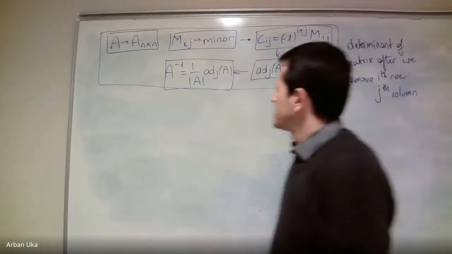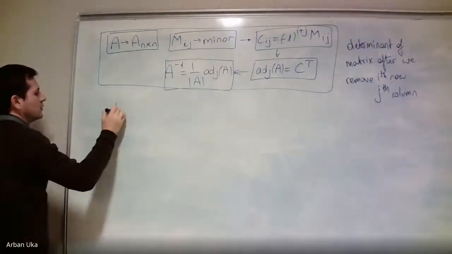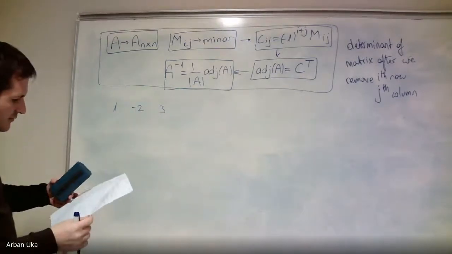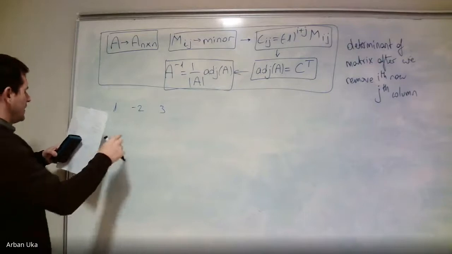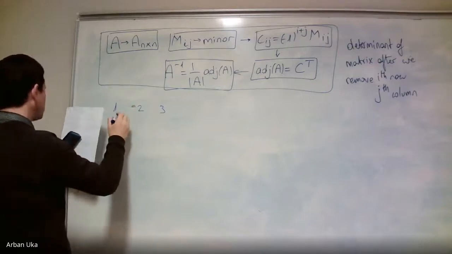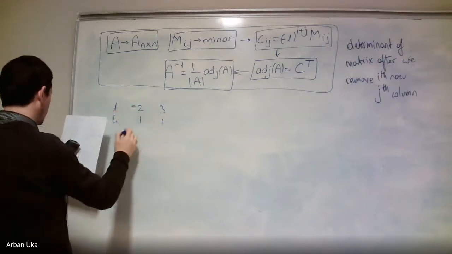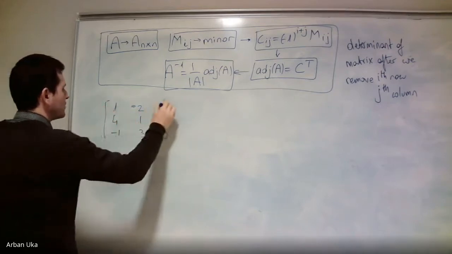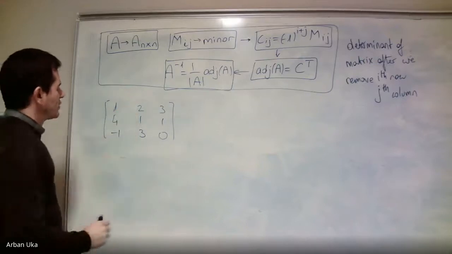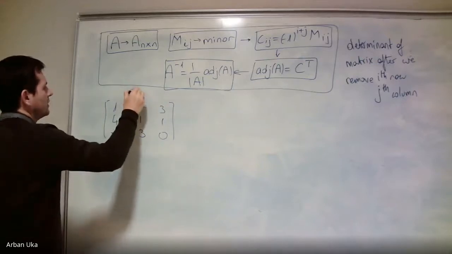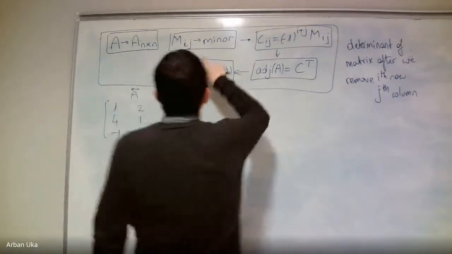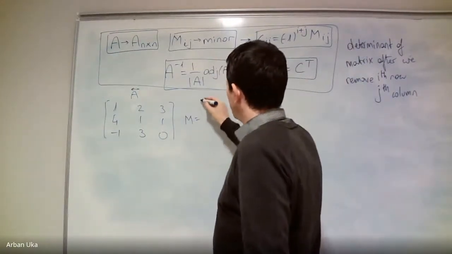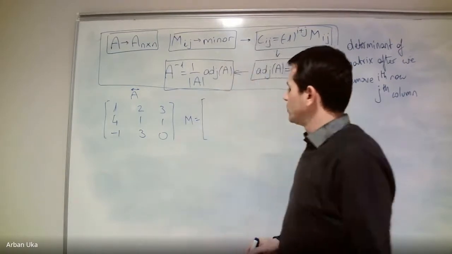Okay, so let's assume we have a matrix here which is 1, minus 2, 3. Actually, not all the matrices have a defined determinant, so let's pick numbers 1, 2, 3, 4, 1, 1, minus 1, 3, 0. So let's assume we have this matrix. So this is A, okay? To find the inverse, we need to determine the minor. What is a minor? Minor is a matrix which is going to be equal to.